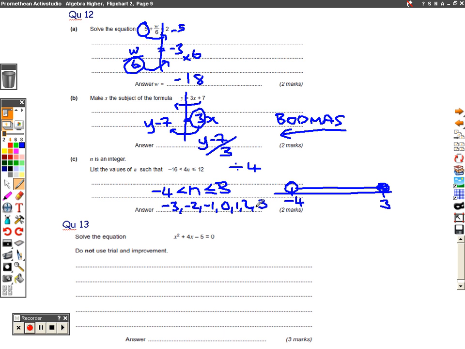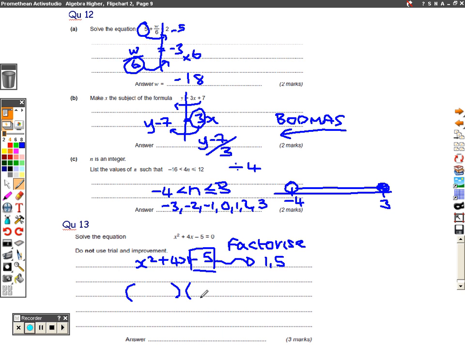Okay, solve the equation. Do not use trial and improvement. Okay, you've got a quadratic here. So the first thing we need to do is factorise the quadratic. And when you've got a full quadratic, you should know that you need 2 brackets. Now, our method for doing this is put a box around the 5 and think of the factor pairs of 5. 1 and 5 are the only ones you're going to get, so they're going to have to be used.